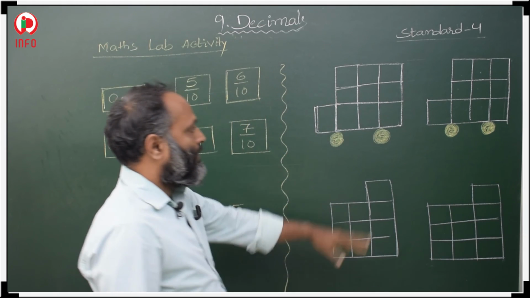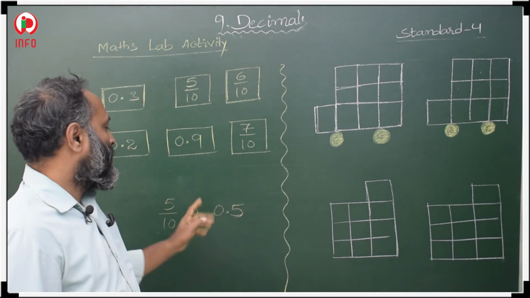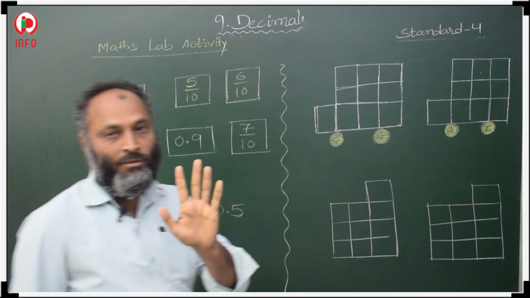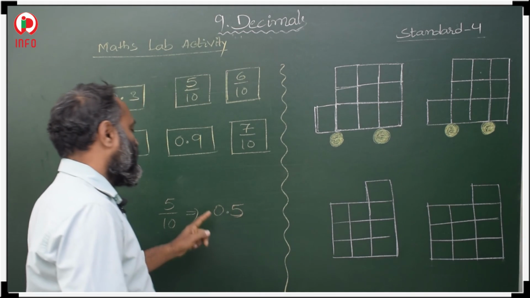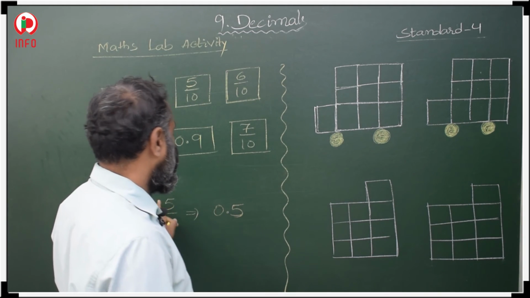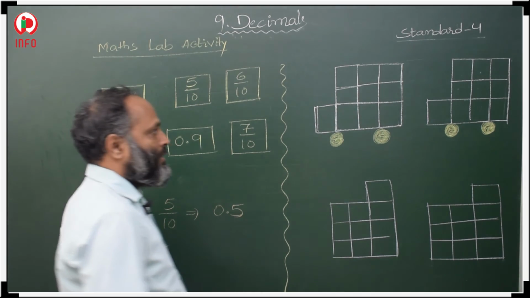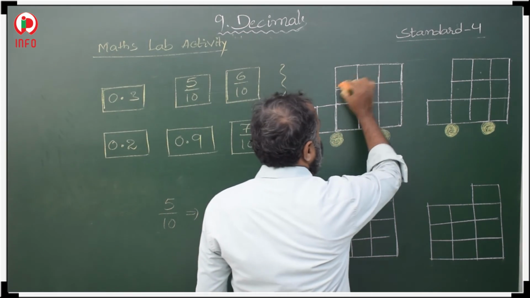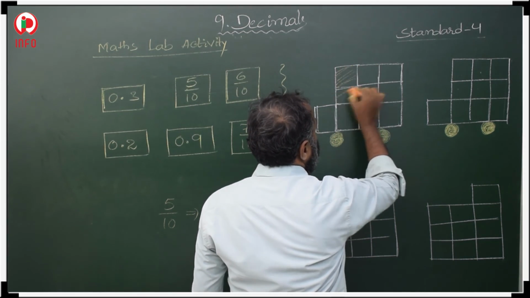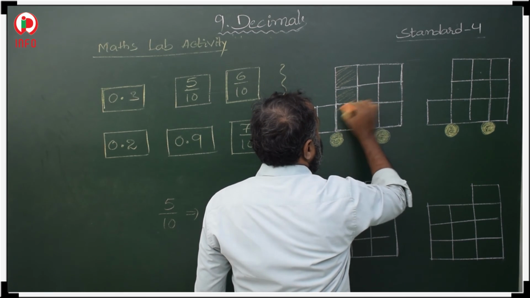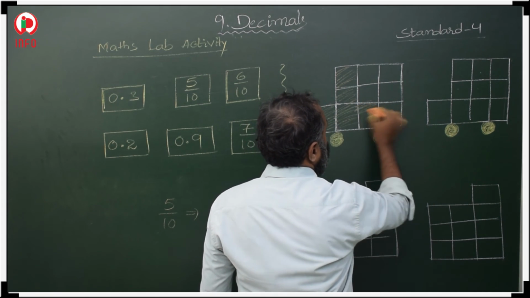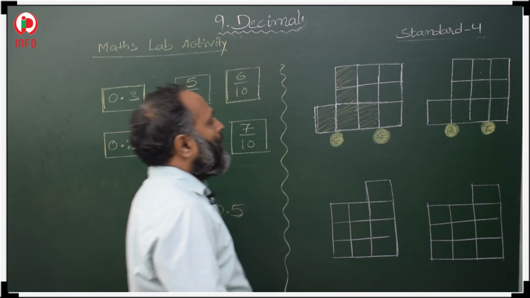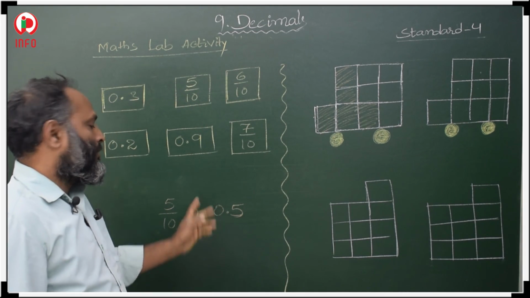So, in any of these four figures, you have to shade 5 boxes. How many boxes do you have to shade? You have to color 5 boxes. 0.5 or 5 by 10 means 5 boxes you have to shade. Any 5 boxes, 1, 2, 3, 4, 5, like this. So, this represents 5 by 10.